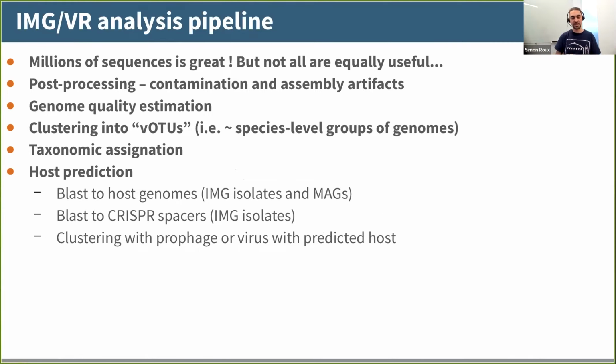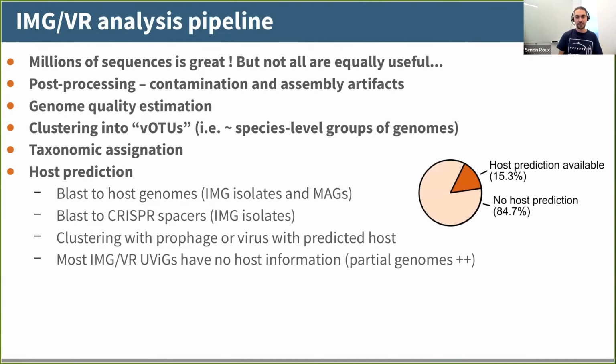We have benchmarked this and seen that it worked pretty well. Basically, VOTUs are consistent at the host level. Most of the time, IMGVR UViGs will not come with any host information. Like the pie chart here tells you, only 15% have a host prediction.